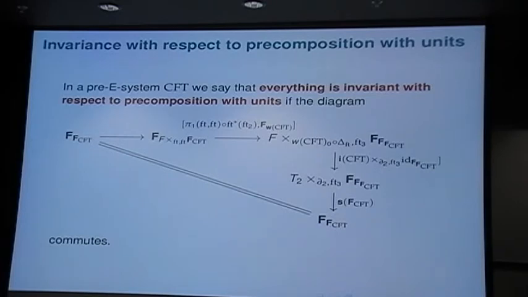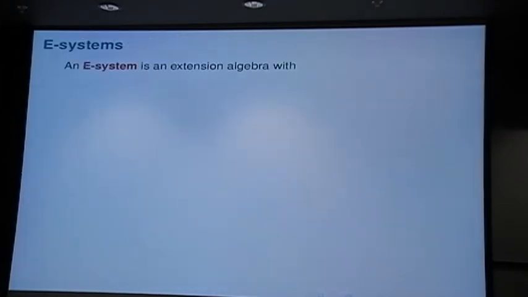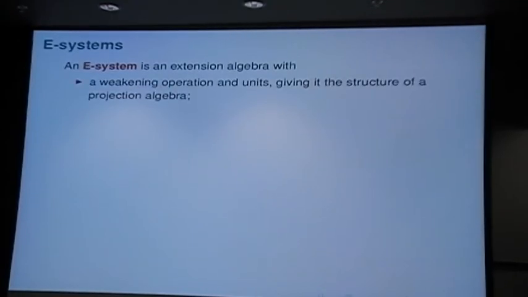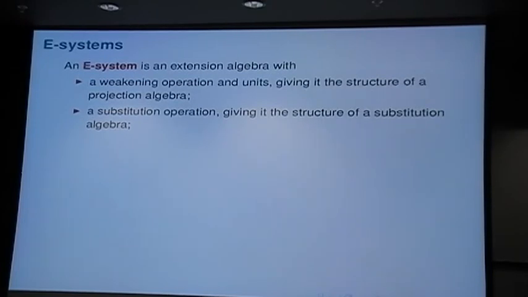So you weaken on the top. Let's say you weaken, and then at the right you take the identity, the unit, that's the component, and you substitute, and it has to be an identity. Okay, so that's all there is. So an E-system is an extension algebra with a weakening operation on units, giving it the structure of a projection algebra, and a substitution, such that it's a substitution algebra.